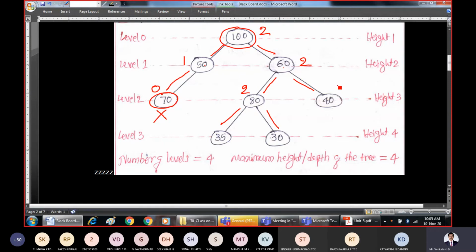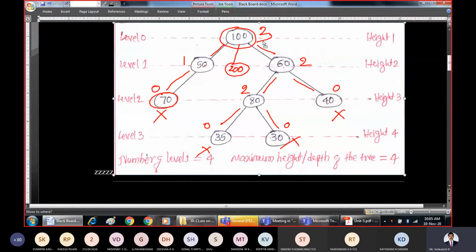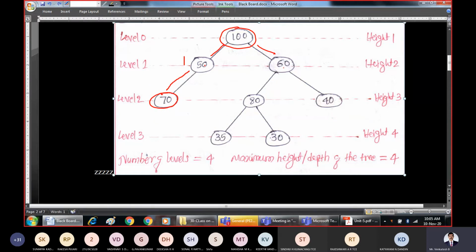What is the degree of 40? Degree of 40 is 0 because it has no children. Degree of 30 is 0 because it has no children. Degree of 35 is 0 because there are no children. So that is degree: the total number of subtrees of a node. Suppose this 100 has one more branch like this, then the degree of this 100 becomes 3 instead of 2. That is the notion of degree.